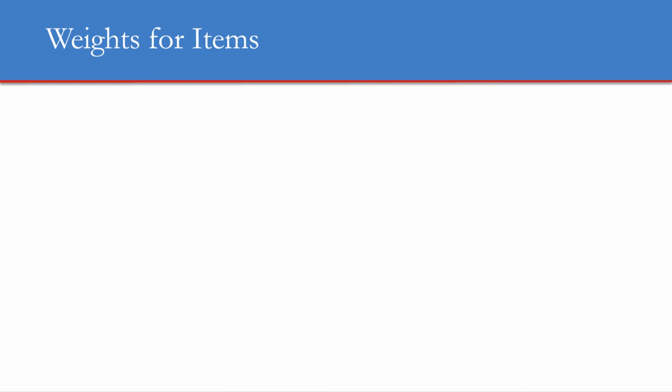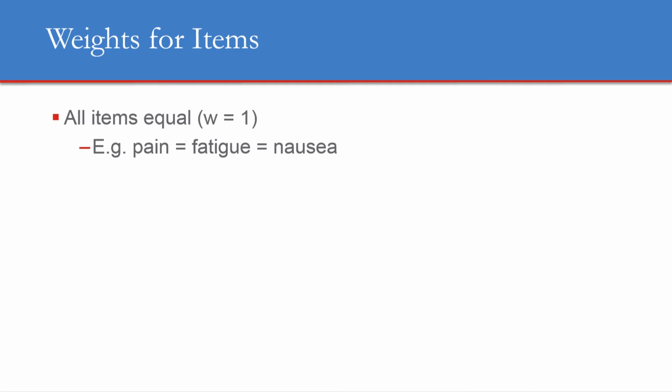Instruments that include various items may have equal weight for all of the items or may have more weight in some than others. If we give equal weight to all items, we assume that they contribute equally to our measure. That is, W is 1 for each component of the measure. For example, if we have a measure of symptom burden which includes pain, fatigue, and nausea, we could assume that pain, fatigue, and nausea all contribute equally.